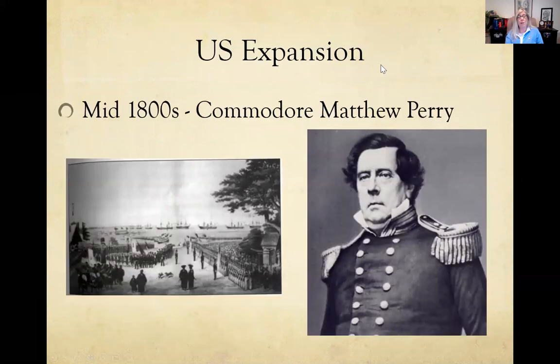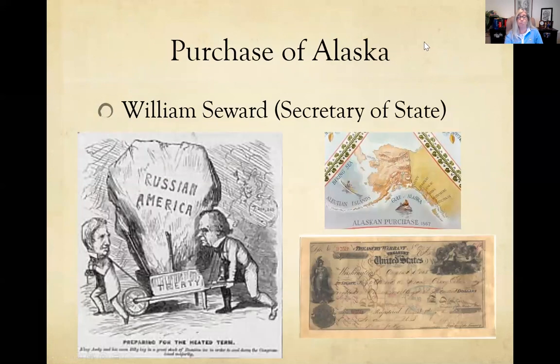We begin this in the mid-1800s with Commodore Matthew Perry, who will go into Japan and begin to open up trade with the Japanese, who had been a very, very closed off civilization for hundreds of years. And when he shows up with his battleships to open up trade here, I don't know that the Japanese really had much of a choice in the matter, but this is where we start this expansion, this involvement in opening up overseas trade.